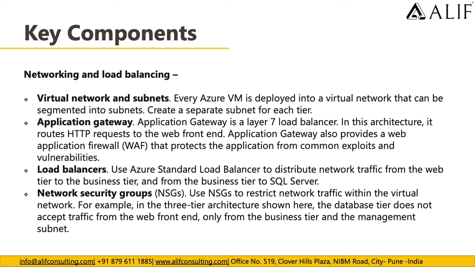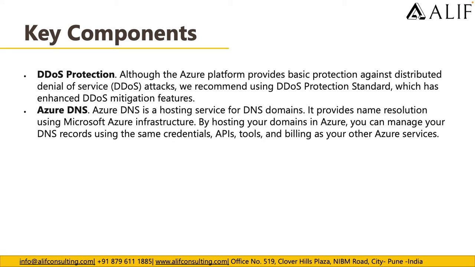Application gateway is there to provide you the layer 7 security. Load balancer is there to load balance the traffic between the business tier and database tier. Security group, which is a network security group, is there to allow and restrict the connections coming to the VMs. You have a DDoS protection plan, which is going to protect you against DDoS attacks.